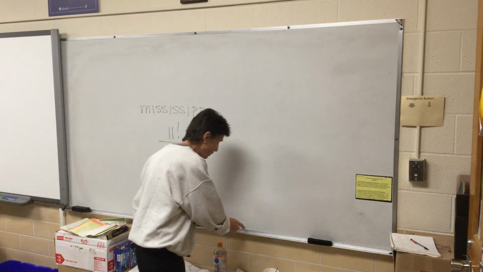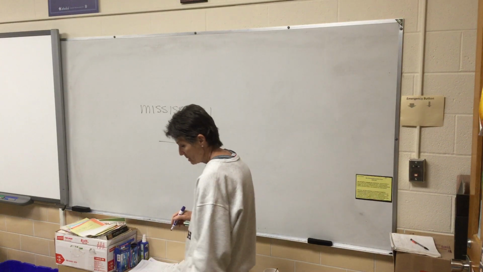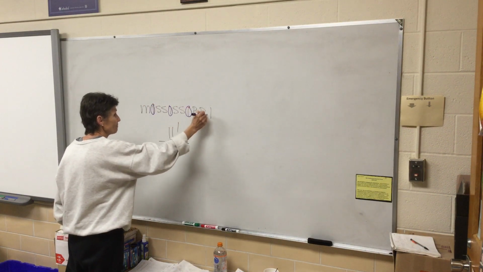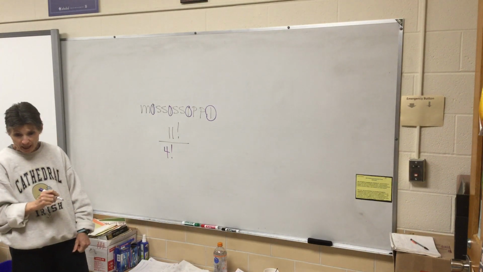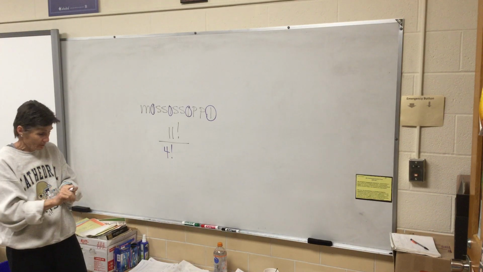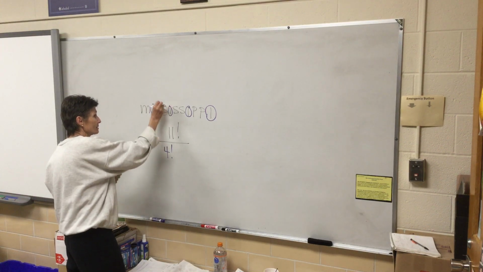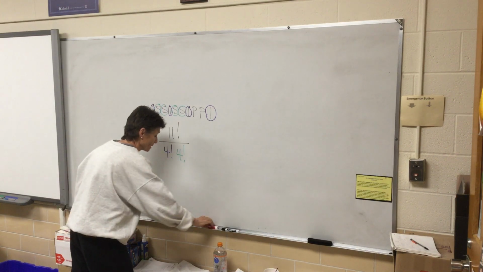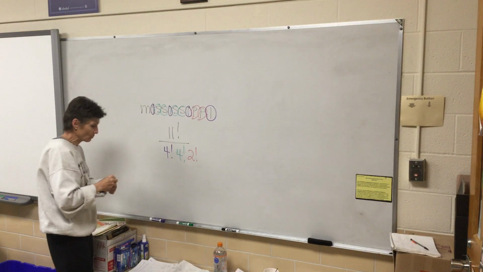But I noticed when I was writing the word that some of them repeat. So let's see, it looks like I have 1, 2, 3, 4 I's, so that's a 4 factorial. However many repetitions you have, it's that factorial. And then it looks like I also have 4 S's. So that's another 4 factorial. And then I have 2 P's. So that's a 2 factorial.